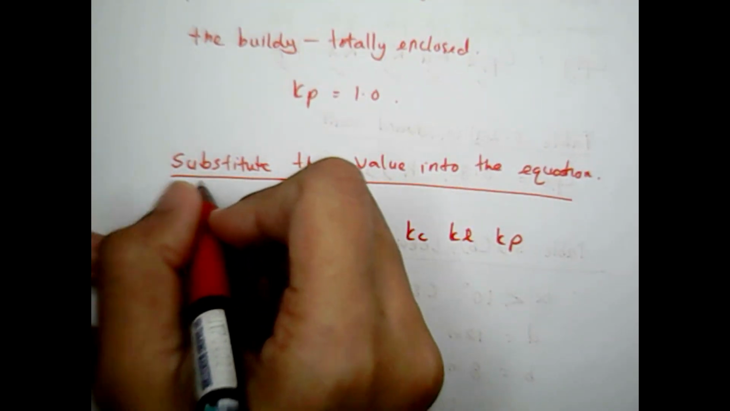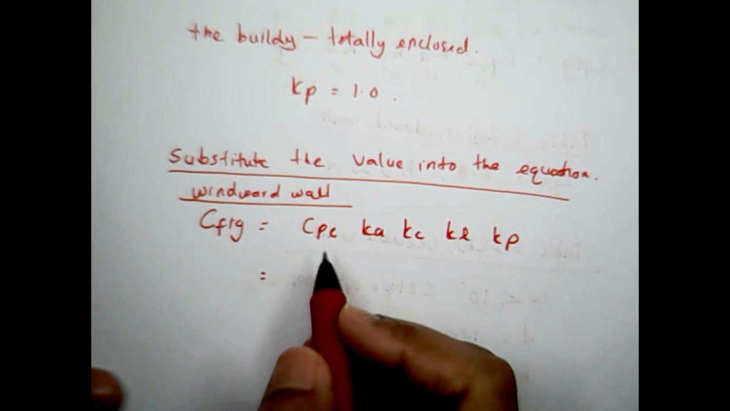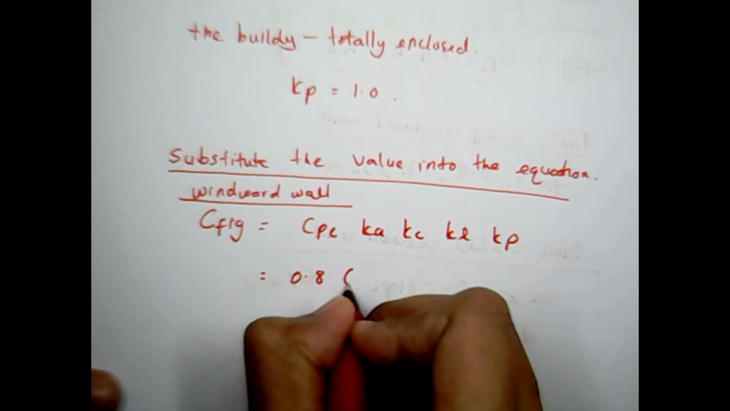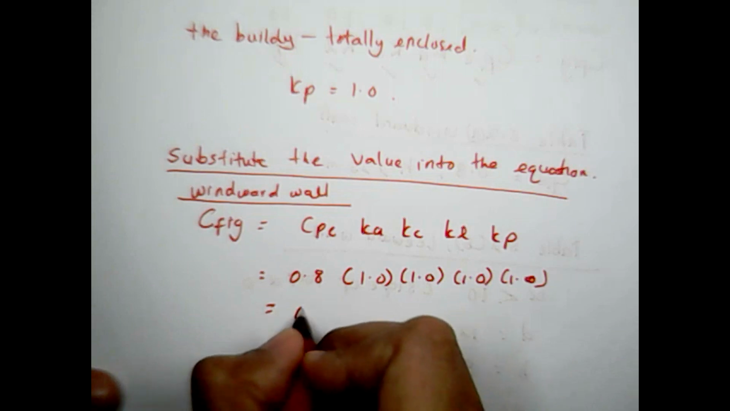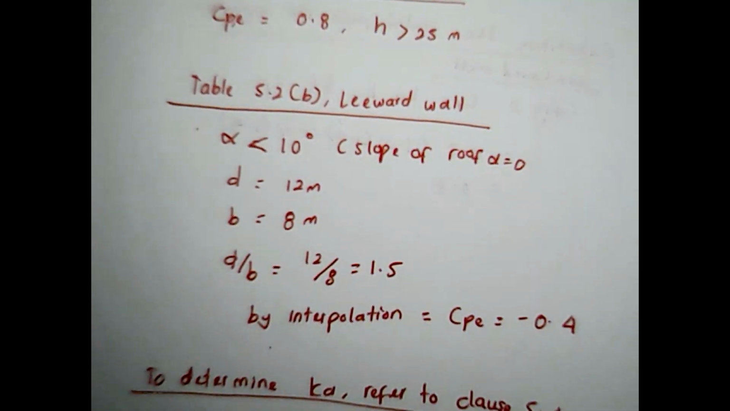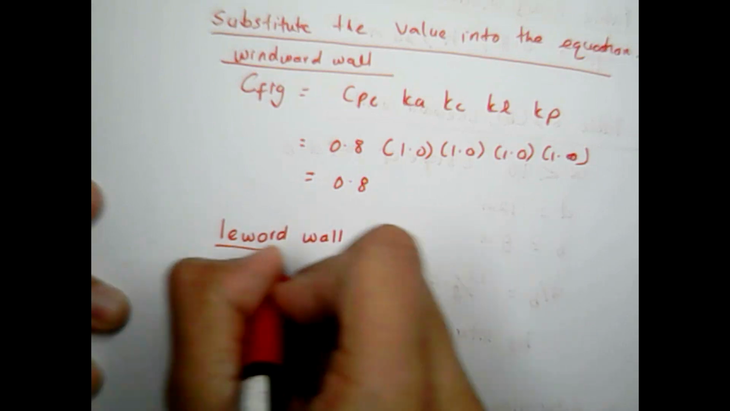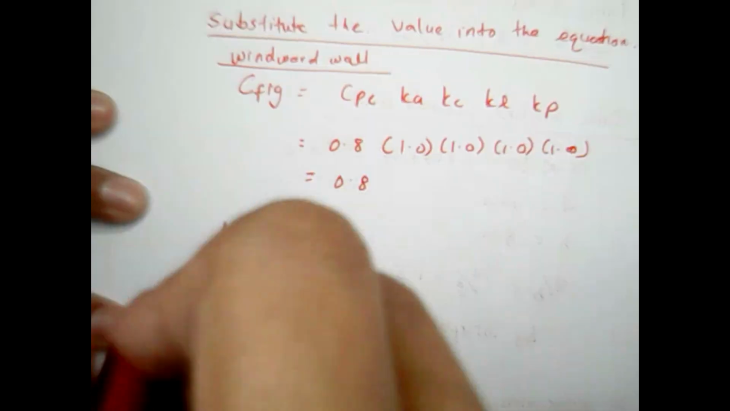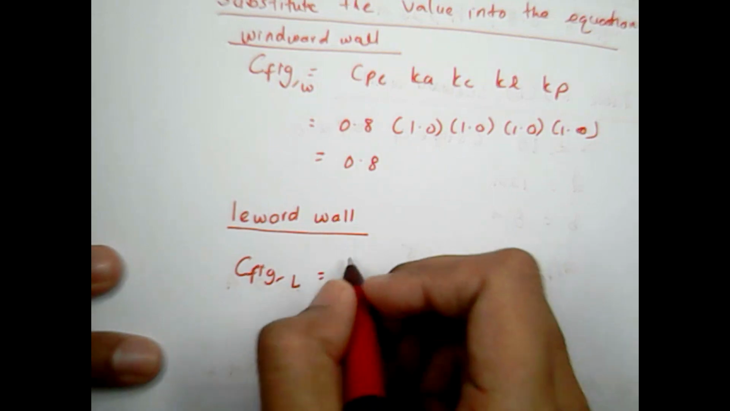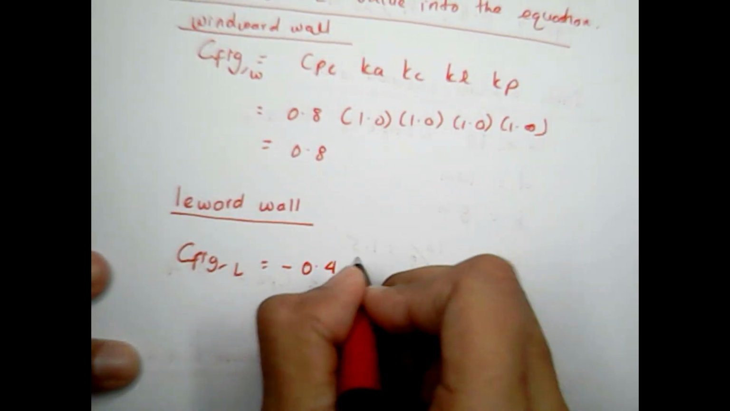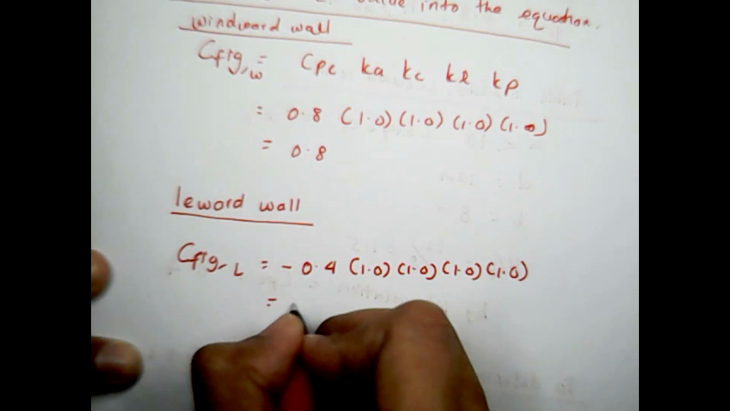So let's first calculate for the windward wall. For the windward wall, you have 0.8 times 1.0 times 1.0 times 1.0 times 1.0, so finally you get 0.8. And for the leeward wall, CFIC for leeward, you have negative 0.4 times 1, 1, 1, and 1, and you get negative 0.4.